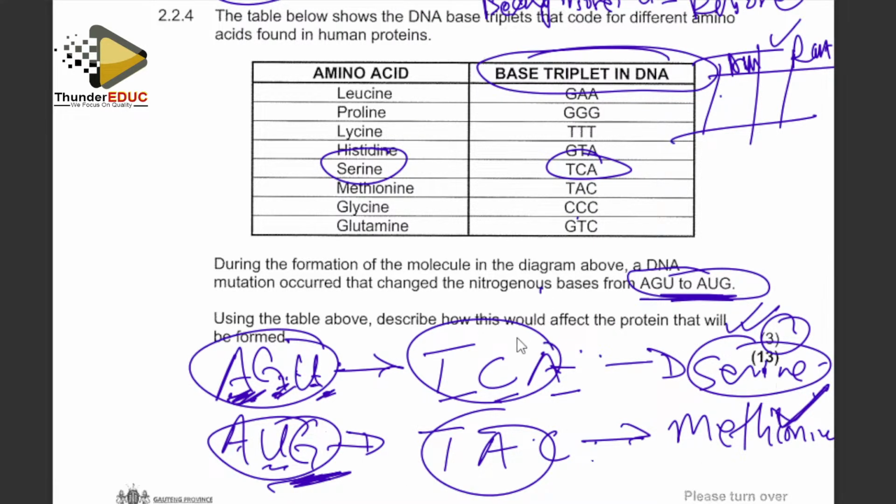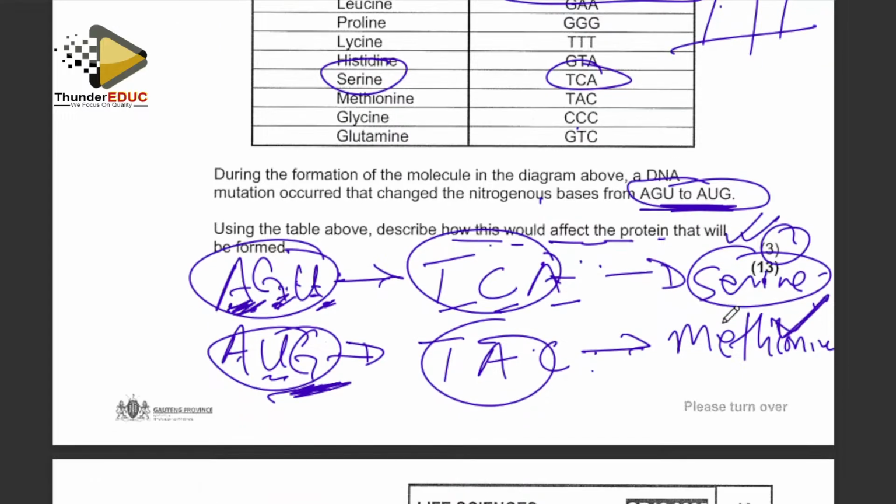Then they're asking how this would affect the protein. We want to know whether the protein will change or will not change. Therefore, you will say that the protein will change because there are 2 different amino acids. This will affect the protein. The protein structure will change.